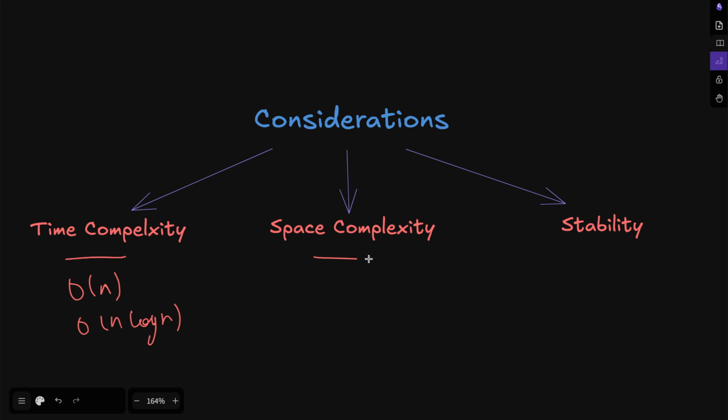Then we look at the space complexity, which is how much extra memory the algorithm is taking to complete the sort. Some algorithms do the sorting in place, which means no extra memory is used, so we get a space complexity of O of 1. The third parameter that you usually look at is the stability of the sort. A stable sort, for example, will maintain the relative order of elements with equal keys.